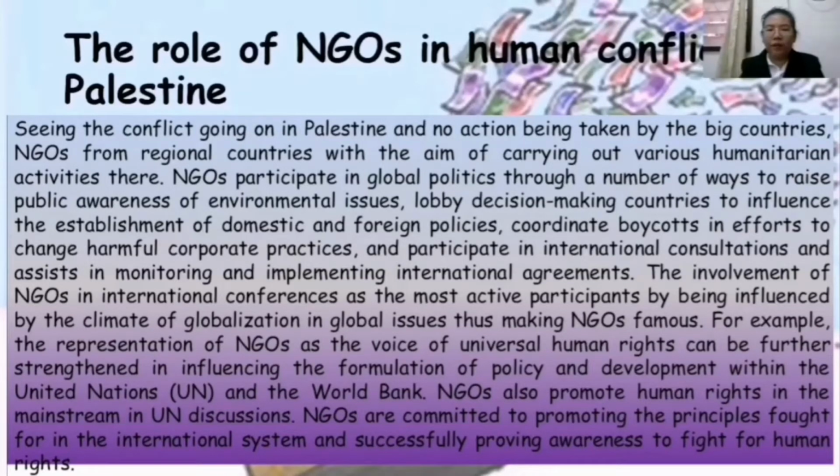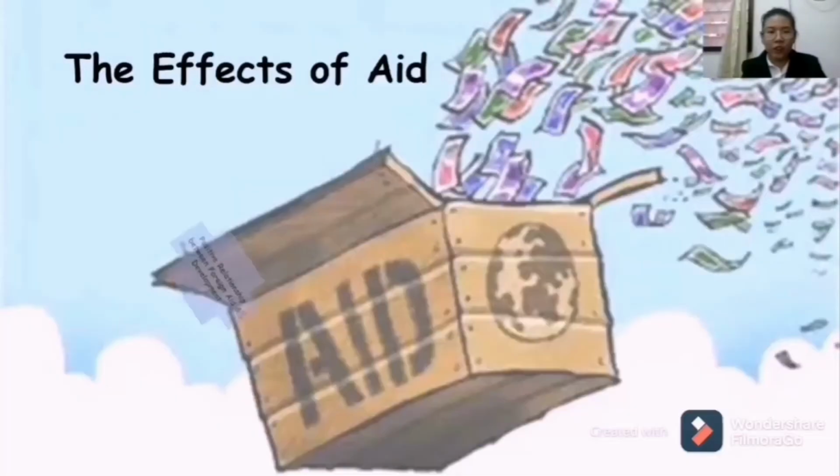For example, the representation of NGOs as a voice of universal human rights can be reflected in their influence on the formulation of policy and development within the UN and the World Bank. So NGOs are committed to promoting the principle throughout the international system and successfully providing awareness to fight for human rights.